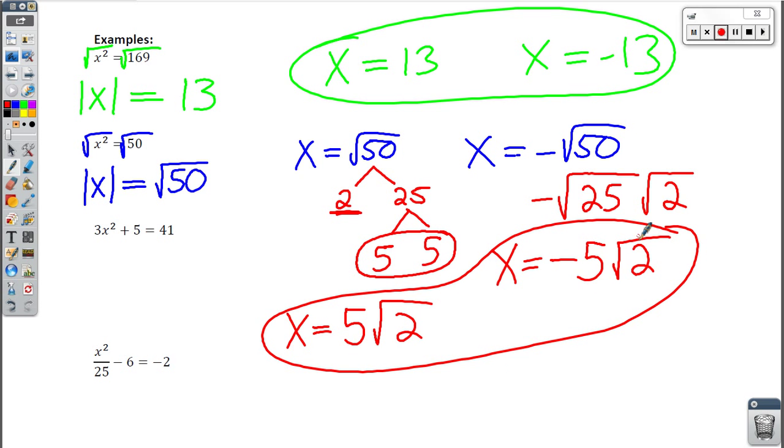Now, if you want to, I have no problem with you writing it like this. If you want to just write both answers, 5, 5 square root of 2. If you want to write both answers at the same time, just use the plus or minus symbol. That's just fine. No problems there.